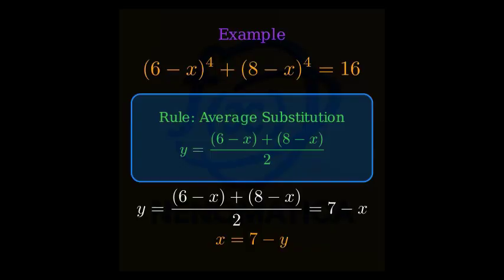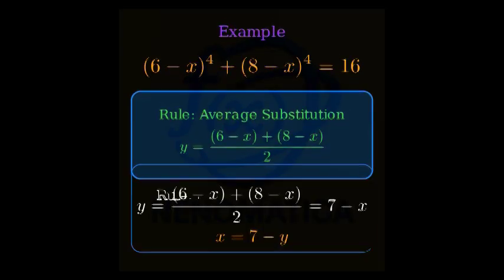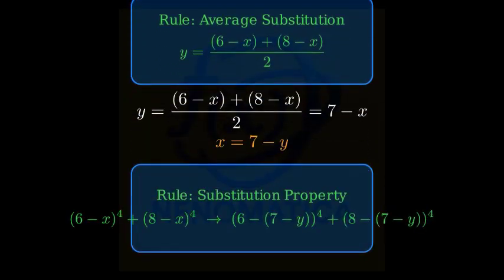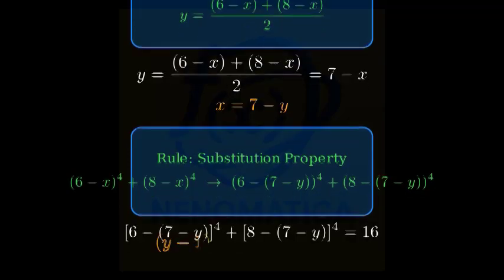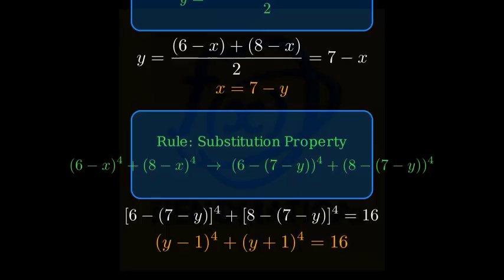Now substitute x equals 7 minus y back into the original equation. We replace every x by 7 minus y. That gives [6 minus (7 minus y)] to the fourth plus [8 minus (7 minus y)] to the fourth equals 16. Simplify the brackets to get (y minus 1) to the fourth plus (y plus 1) to the fourth equals 16.